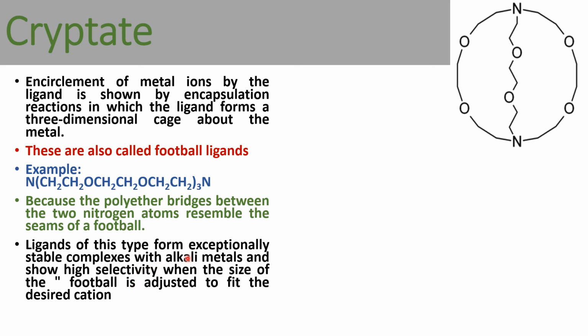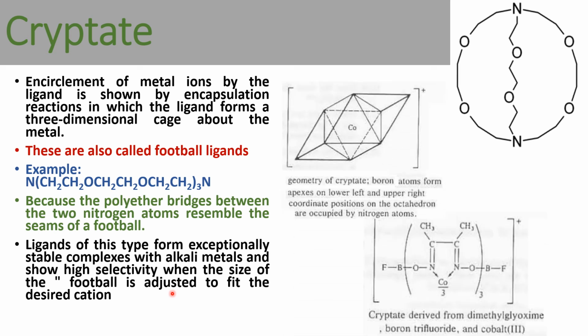Ligands of this type form exceptionally stable complexes with alkali metals and show high selectivity when the size of the football is adjusted to fit the desired cation. Here we can see two complexes of cobalt, that is cryptate. Boron atoms form the apexes on lower left and right, and upper right coordinate positions on the octahedron are occupied by nitrogen atoms. Here is another example: cryptate derived from dimethylglyoxime, boron trifluoride and the cobalt atom.